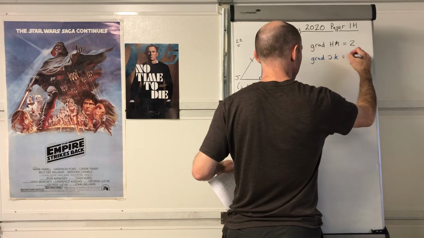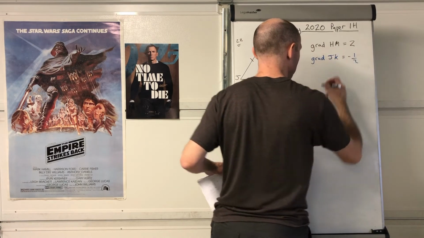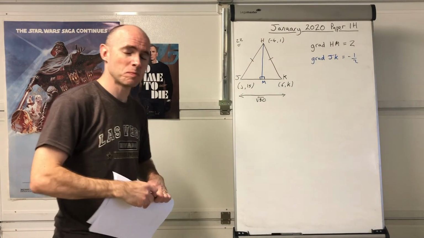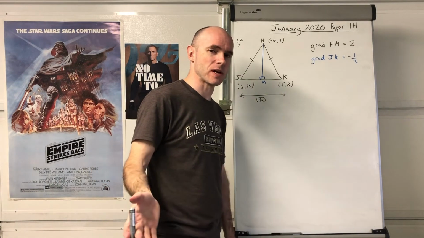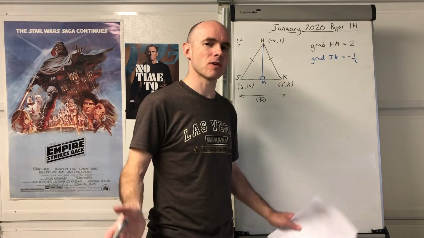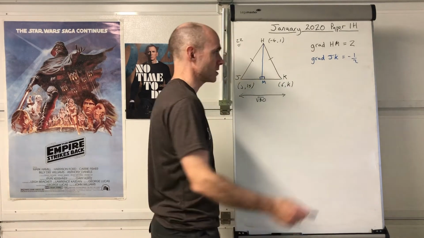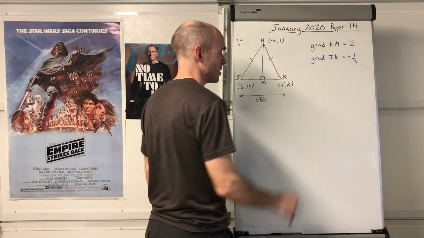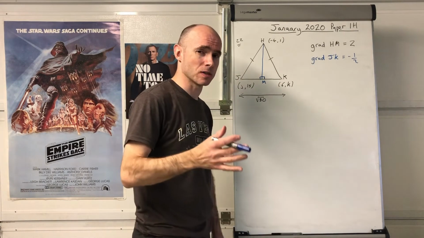Now, why is that? It's the rule with perpendicular lines, isn't it? When you've got 2 perpendicular lines, the product of their gradients is -1. Or if the gradient of one is m, the gradient of the other is -1/m. So you do the reciprocal of that and make it negative. So the gradient of JK is -1/2. That's your starting point.